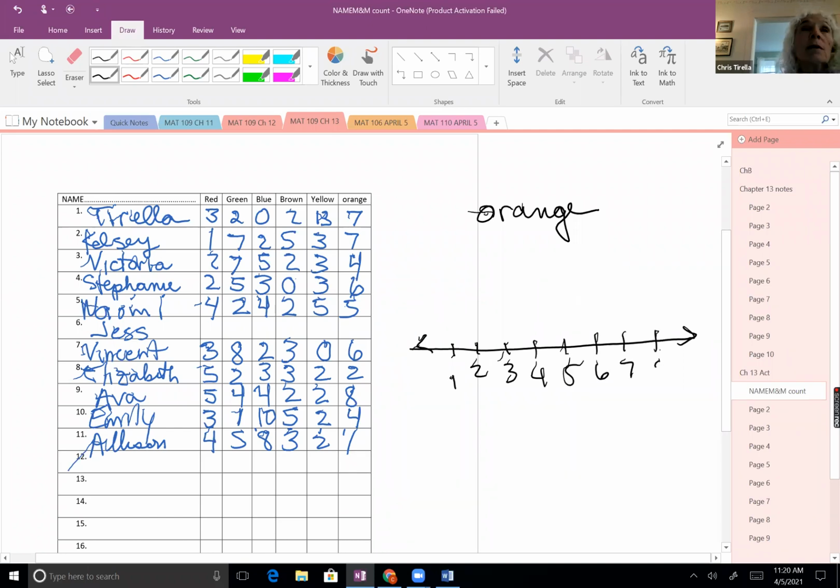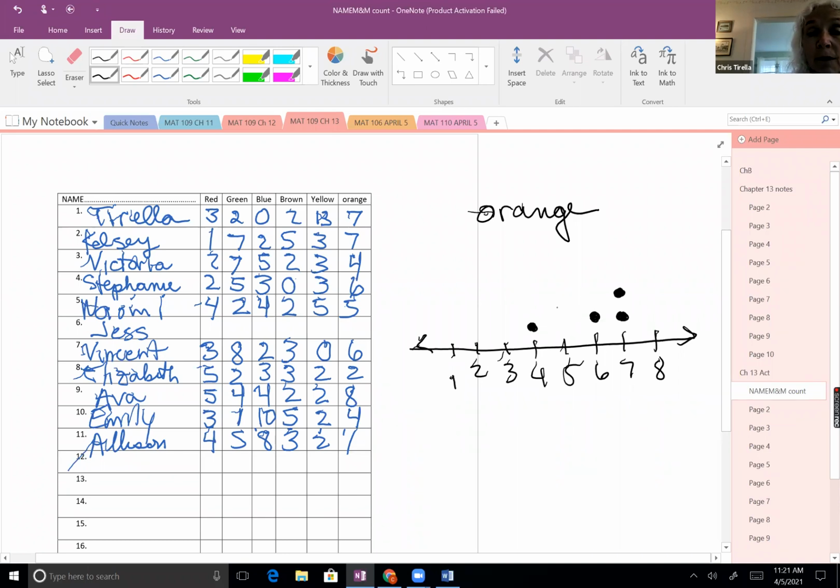And so when I look at a dot plot, what I'm doing is I'm putting a dot above each number. So the first sample had 7 oranges, so I'll put a dot above 7. The next one also had 7 oranges, so I'll stack and put a second dot above 7. Then the next one had 4, so I'll put a dot above 4. The next one had 6, so I'll put a dot above 6.